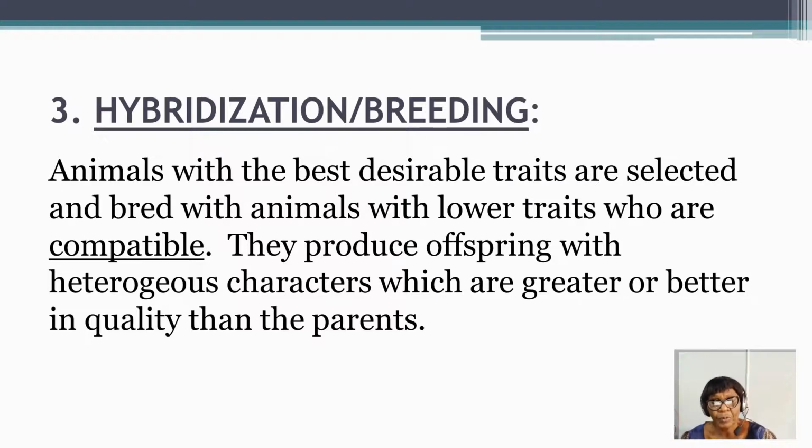Then another method, we have said in the introduction, bringing in new animals from their original countries or environment to a new environment. Then we have talked about selection, picking. Then what we call hybridization. These are the methods we use to achieve animal improvement. Hybridization, or what we call breeding. Hybridization in animal improvement.